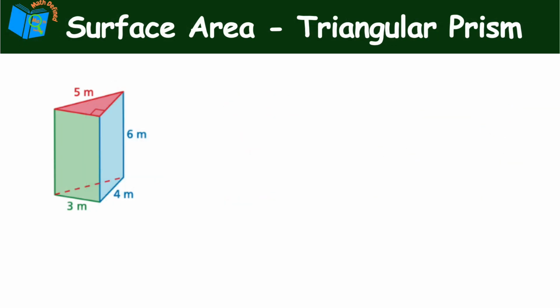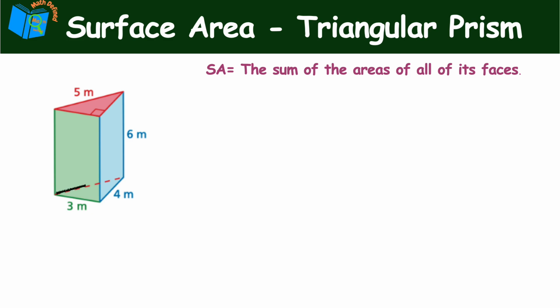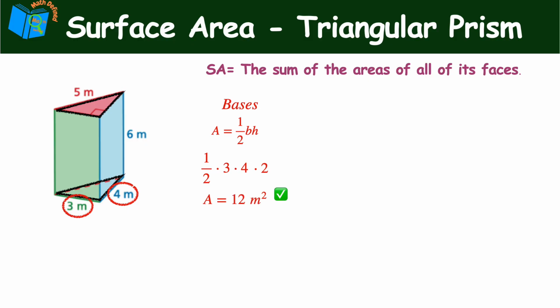Now let's try a triangular prism. This shape looks different because the bases are triangles, not rectangles, but the surface area process is exactly the same. Add up the area of each face. Let's start with the triangular bases. The formula for the area of a triangle is 1/2 times base times height. So we'll multiply 1/2 times 3 times 4 to get 6. But there are 2 triangles, so we multiply by 2. That gives us 12 square meters for the bases.